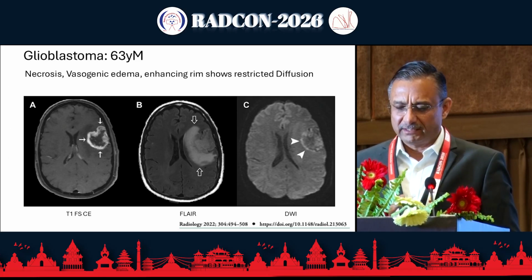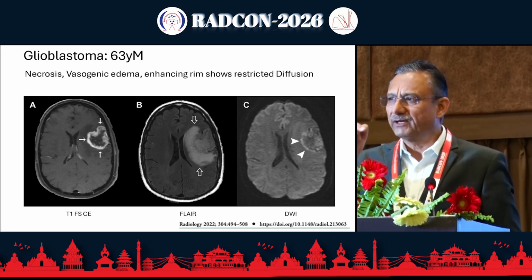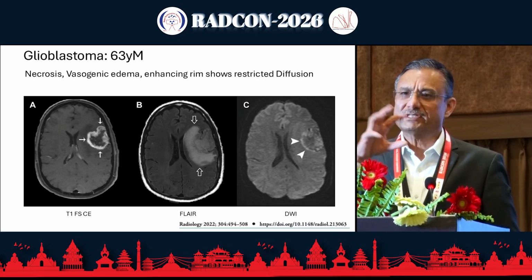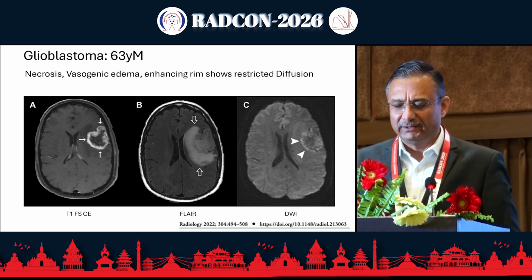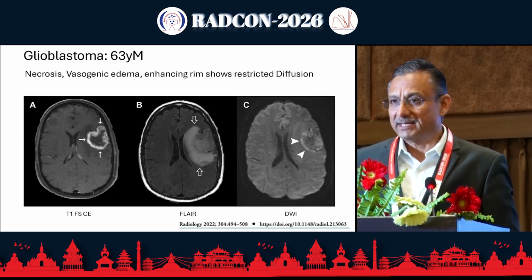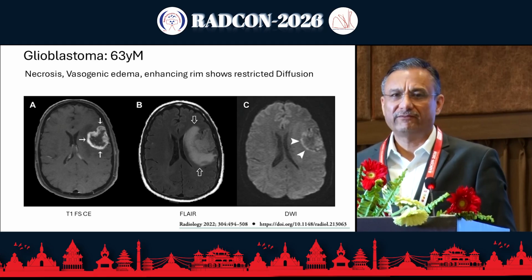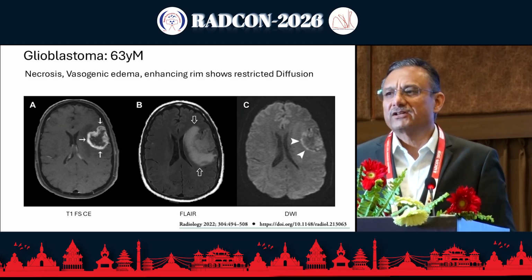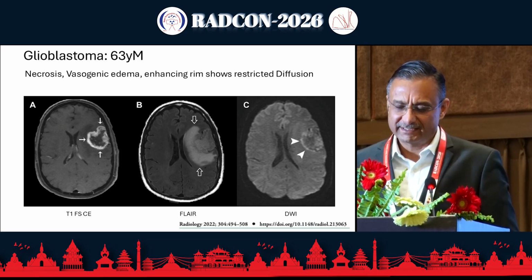When we talk of a GBM, if you see something like this, an irregular ring, most infections will have a regular ring. If there is an irregular ring, there is an edema, there is a mass effect, and the patient is elderly, that means beyond 40, 50 years of age, think of GBM. There will also be areas of restricted diffusion.